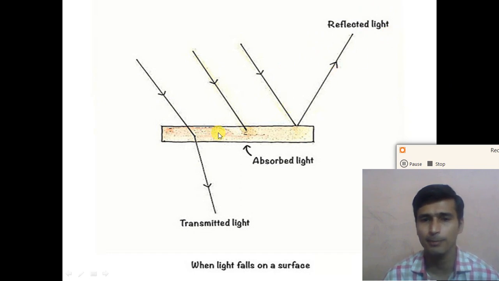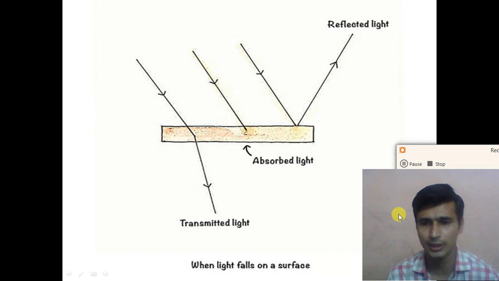But some part of the light is absorbed by the surface, that is called absorption, and some part of the light is transmitted through the medium, that is called refraction. So these three phenomena occur when light falls on a surface.